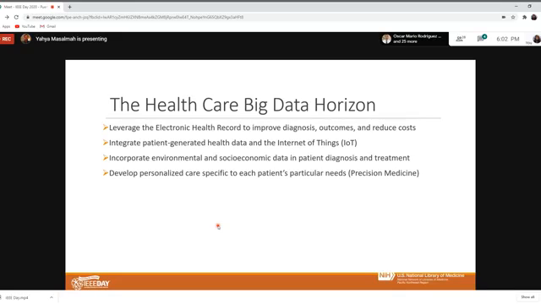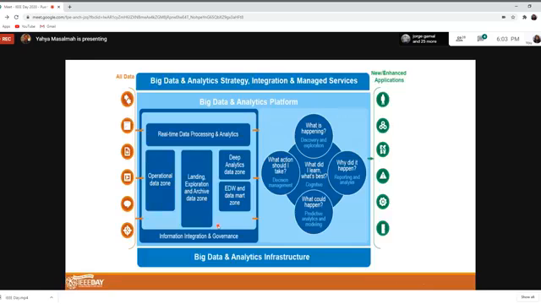Integrate patient-generated health data and the Internet of Things. That's what we will be talking about in a moment. And incorporate environmental and socioeconomic data in patient diagnosis and treatment. Develop personalized care specific to each patient's particular needs. So, from experience we learn, and even physicians, when they are looking at different cases, can predict based on their experience what type of treatment and what steps are needed to deal with this patient.